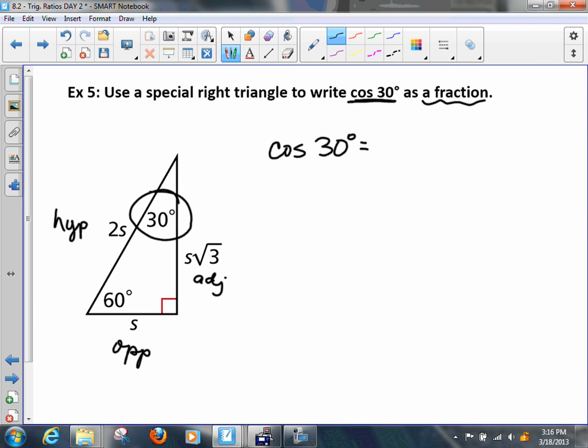All right. Some old horse caught a horse. So what is the adjacent side over the hypotenuse? 2S. Huh. Well, now we got a little something going on here. What's going on? What's this deal with S? What can I do with the S?